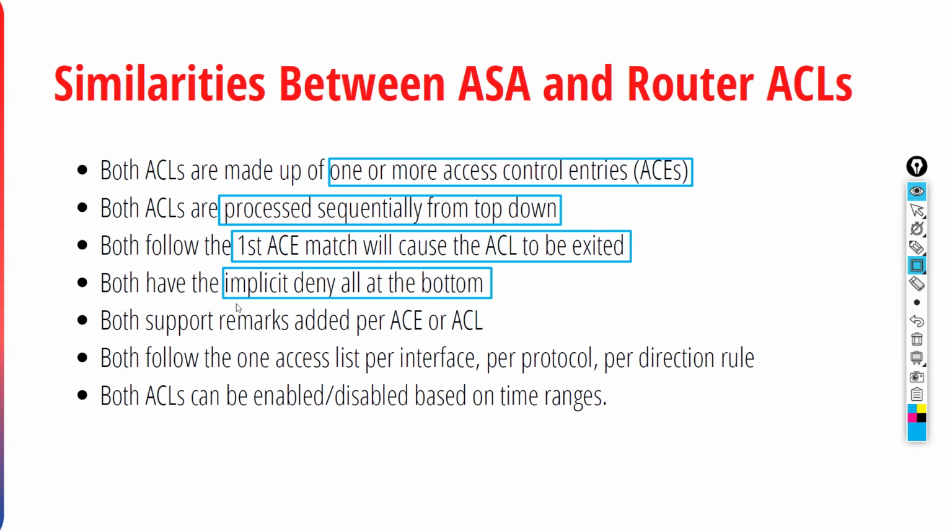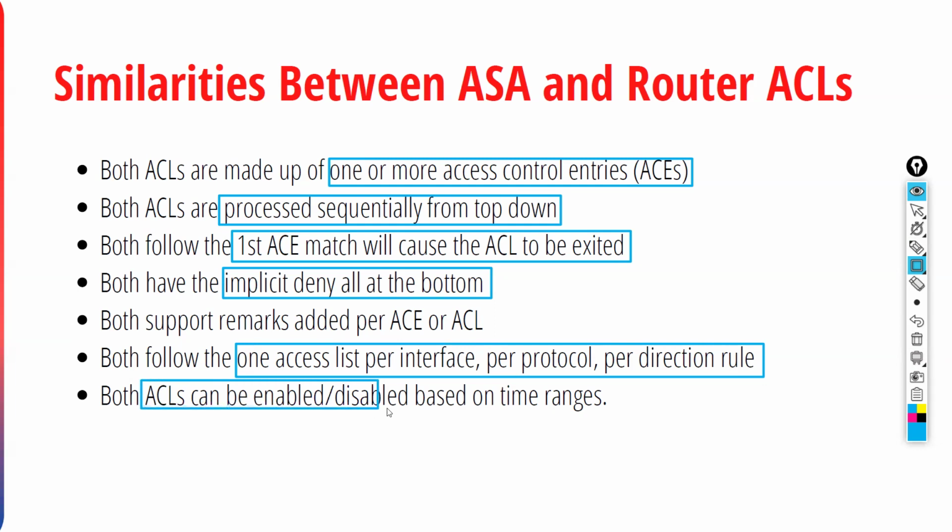Your router and ASA both follow one access list per interface per protocol per direction. That means on one interface, you can apply only one ACL in each direction: one inbound, one outbound. ACLs can also be enabled or disabled based on time ranges. So you can enable or disable the ACLs based on time ranges. That also you can do.